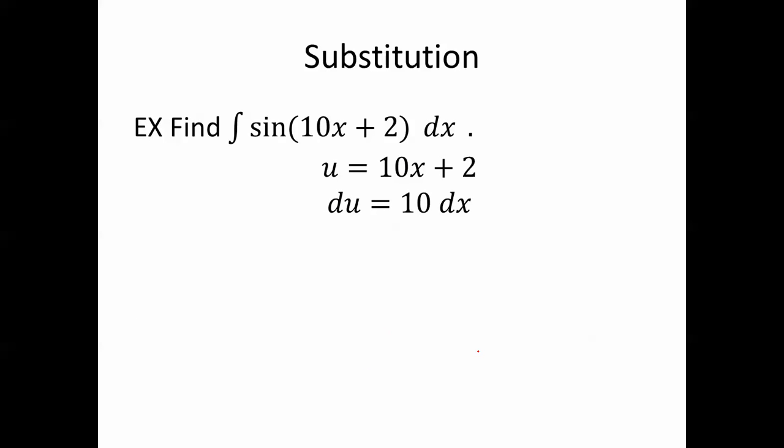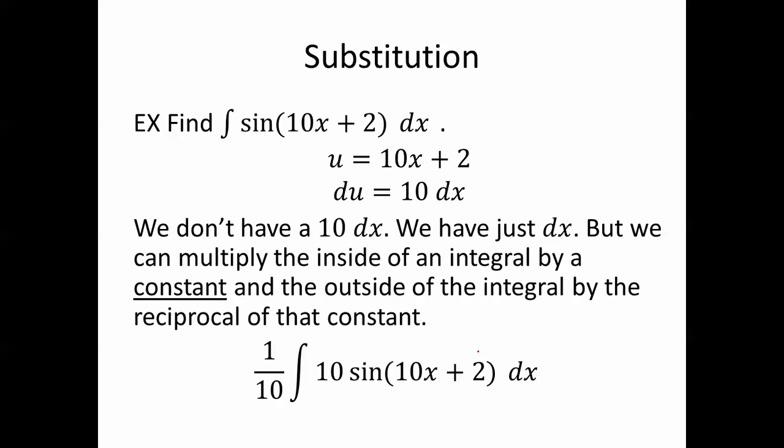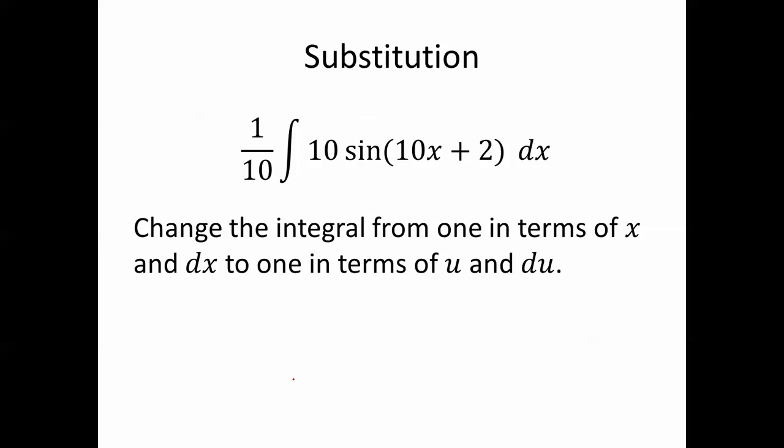Okay, so we have u equals 10x plus 2, du equals 10 dx. Oh, but wait! We don't have a 10 dx. We just have a dx. But we can multiply the inside of an integral by a constant and the outside of the integral by the reciprocal of that constant. So it's legitimate to multiply the inside by 10 and the outside by 1/10. Don't try that with variables like x. Not okay. You can't do that, but you can do it with a constant. Okay, so now we have 1/10 times the integral of 10 sine 10x plus 2.